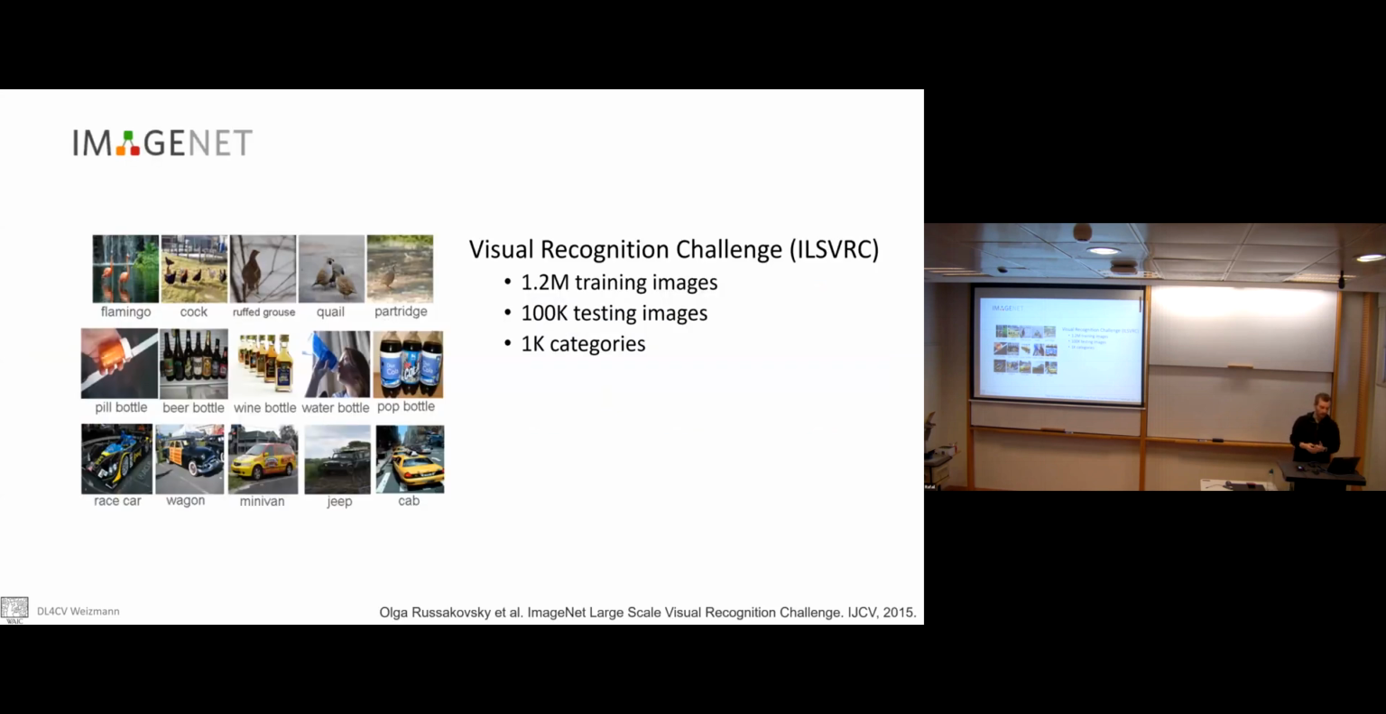So this challenge is a classification challenge. It consists of over 1 million training images, and there are 100,000 testing images for 1,000 class categories. So there's like a car, a dog, and so on. So the task in this challenge is to classify a given image into a specific category. Cool. So let's see how all the architectures performed and what were the tricks that the people used.